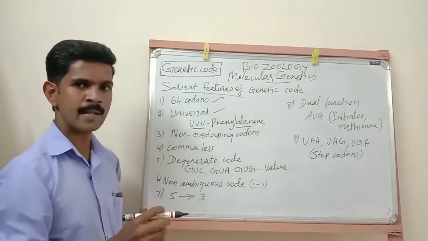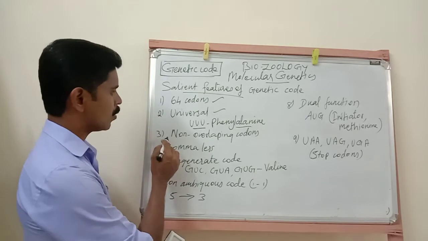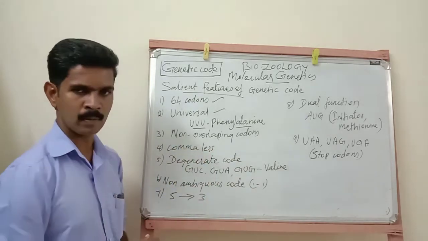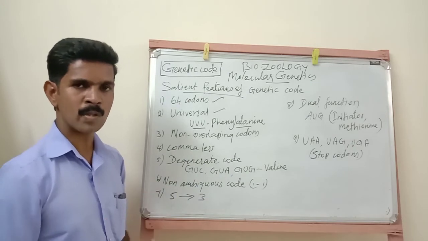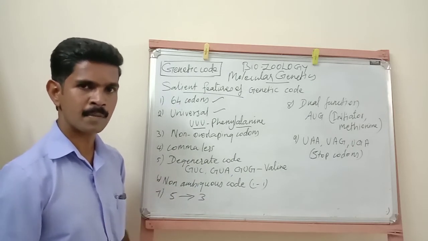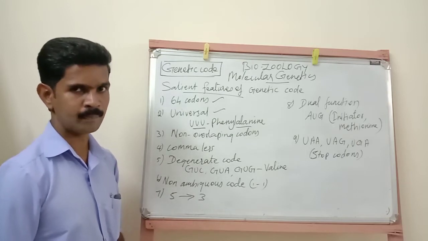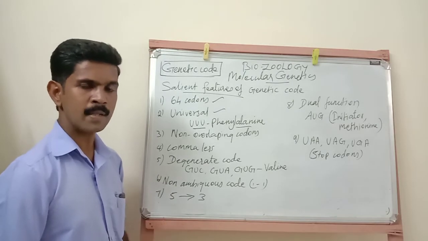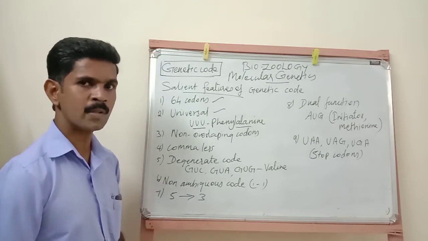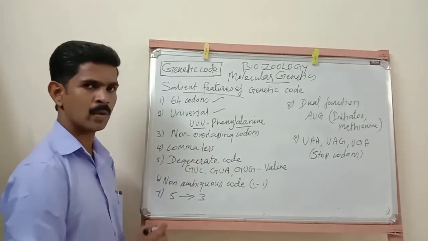The triplet genetic code is the same for all living organisms. Then the third one is the non-overlapping codon. Non-overlapping codon means the same letters should not be used for two different codons. So this is the meaning of non-overlapping codon.